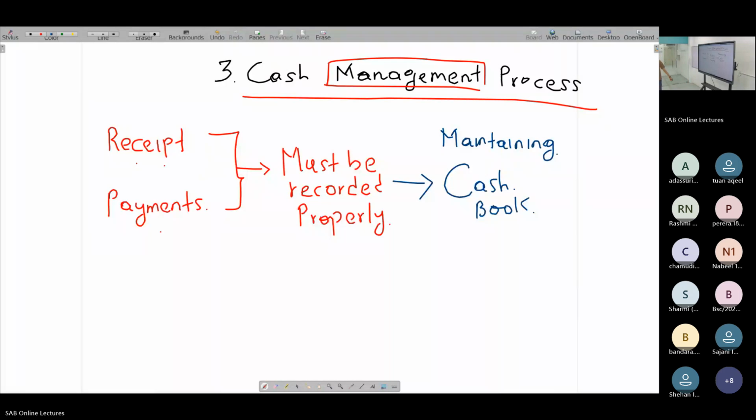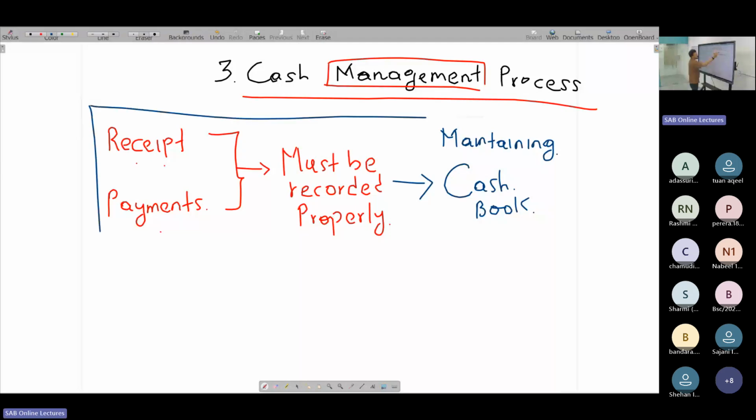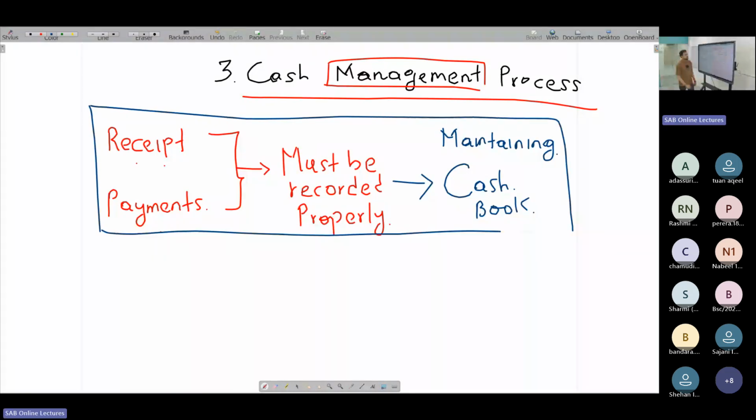Clear? So this entire part we can say is recording. Okay, recording it. Whatever you receive, whatever payment you make, you should record.